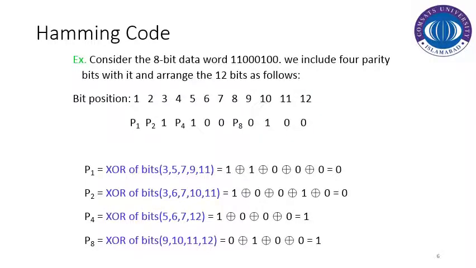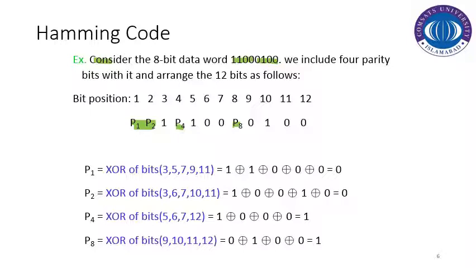So consider this particular example here. We've got an 8-bit data word, 11000100. We are adding 4 redundant bits here because we've got 4 placements that can be represented with the 2 raised power n notation. Those are P1, P2, P4 and P8, which we can see from these bit positions. This is 2 raised power 0, this is 2 raised power 1, this is 2 raised power 2, and this is 2 raised power 3.